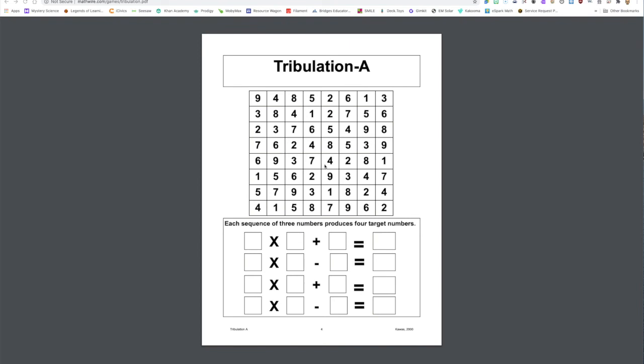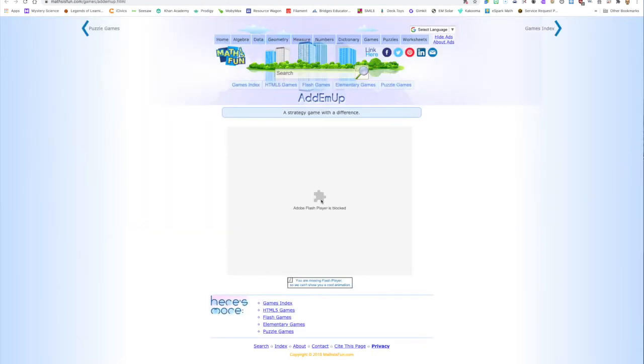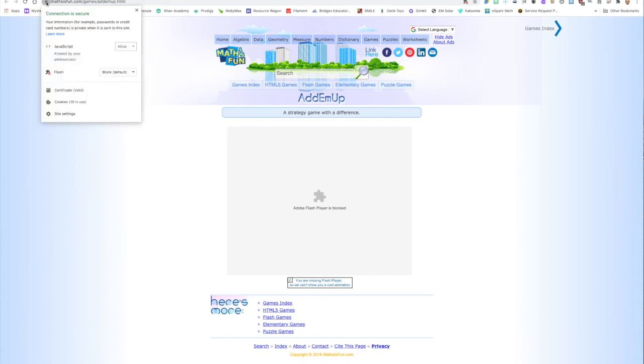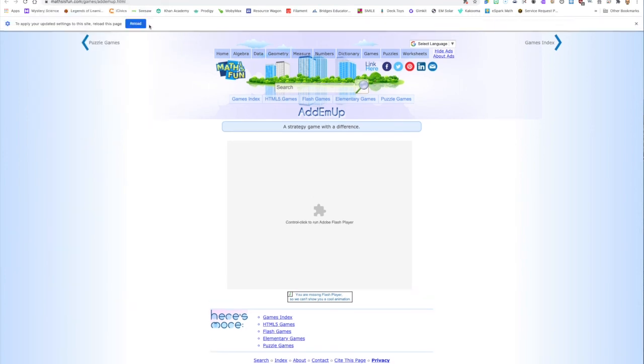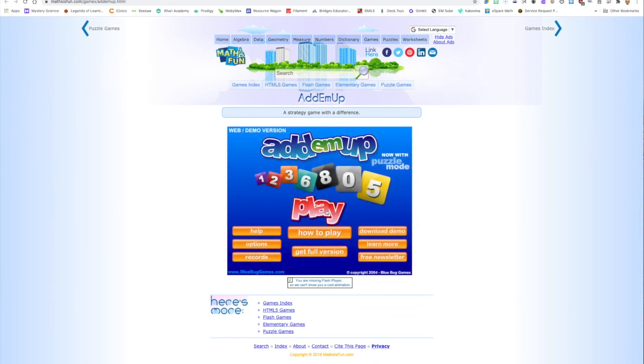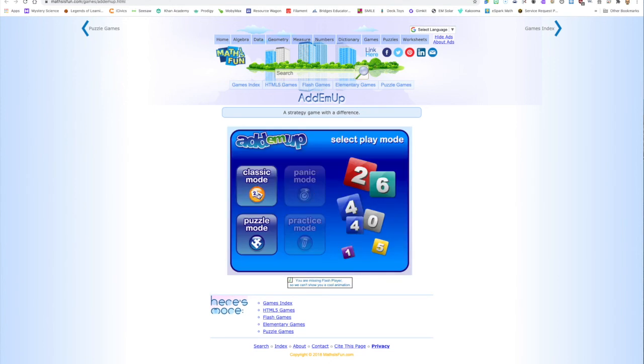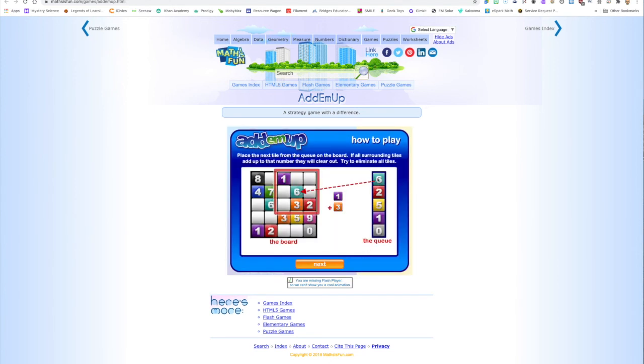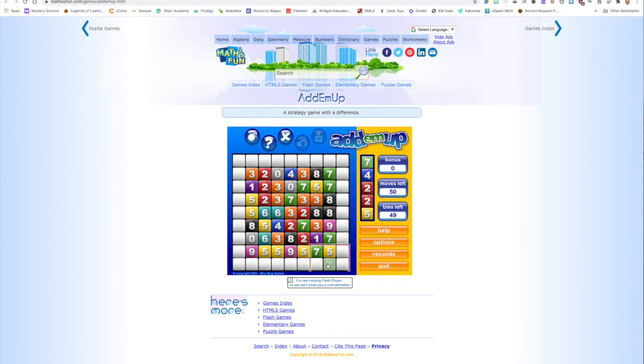And that's Tribulation. And your last task for today is going to be playing a game called Addem Up. You have to okay the flash player, so it's blocked, so I go up here, click that, click allow, and then click off and click reload, and then it should work. Addem Up is a math game where you're trying to add the numbers up. You're just going to play classic mode, start game, and I'm going to take you through the instructions. These are my numbers, and this is the order they're going to come up.